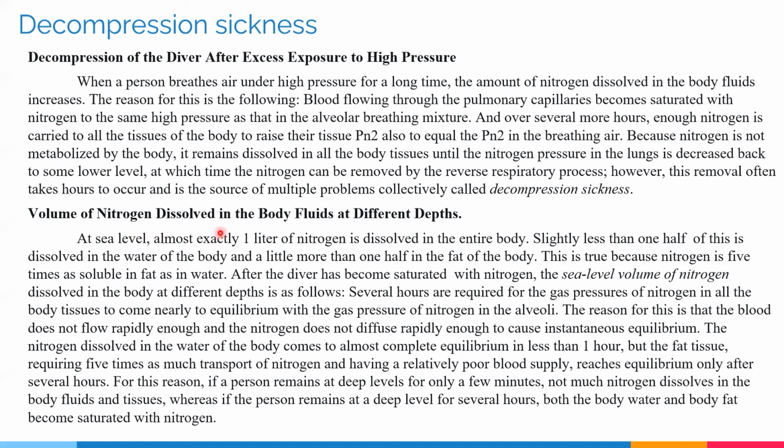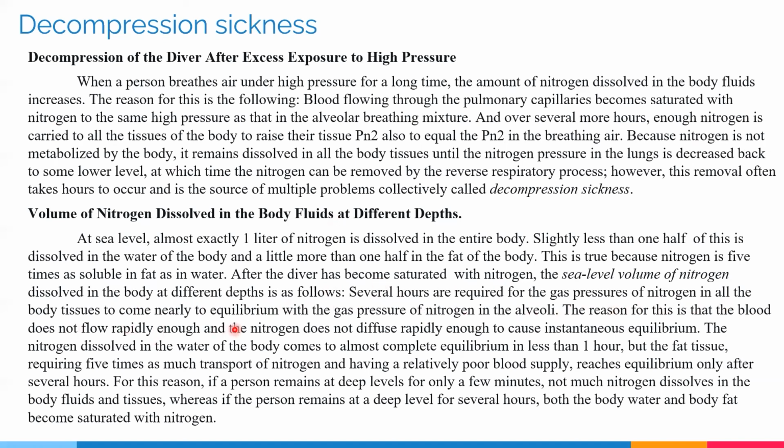The first problem is the volume of nitrogen dissolved in the body fluids at different depths. At sea level, almost exactly 1 liter of nitrogen is dissolved in the entire body. Slightly less than one half of this dissolved nitrogen is in the water, and a little more than one half in the fat of the body. This is true because nitrogen is 5 times as soluble in fat as in water. After the diver has become saturated with nitrogen, the sea level volume of nitrogen dissolved in the body at different depths is as follows.